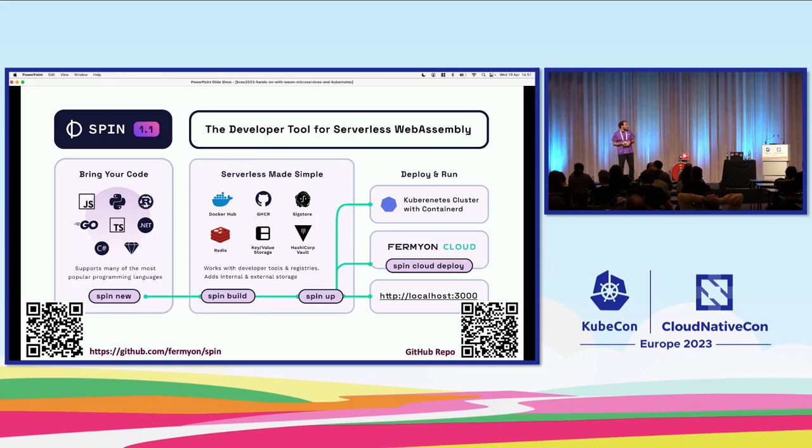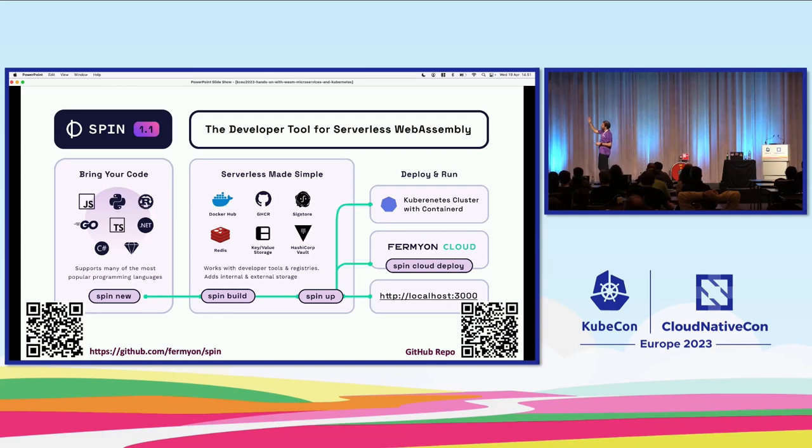So what does Spin contain? Spin is a whole lot of things. First of all, it's a runtime that has an application model, right? So there's almost a prescriptive way of writing applications, which is based on serverless functions that you would probably know from services like AWS Lambda or Azure Functions.